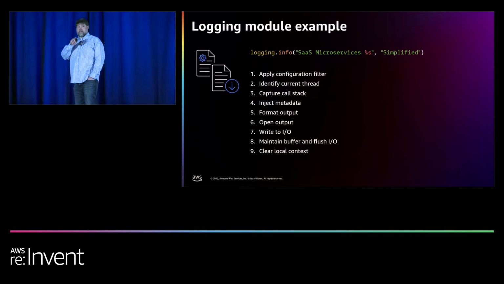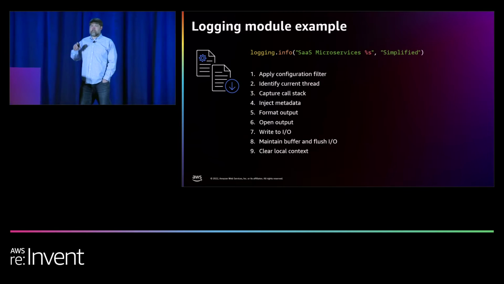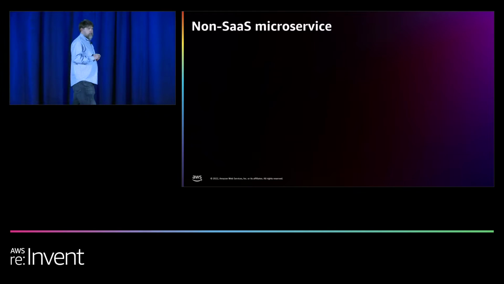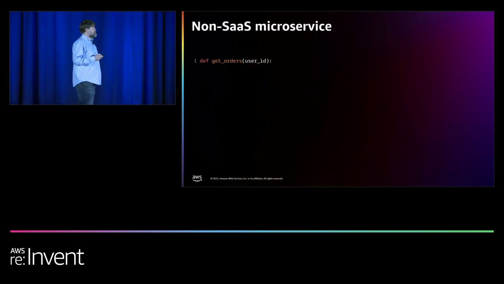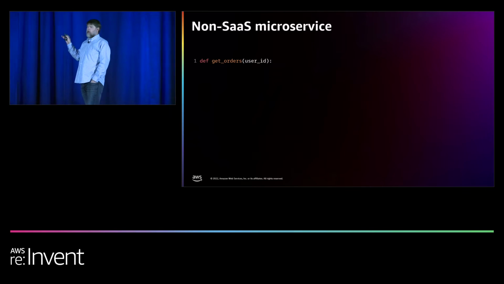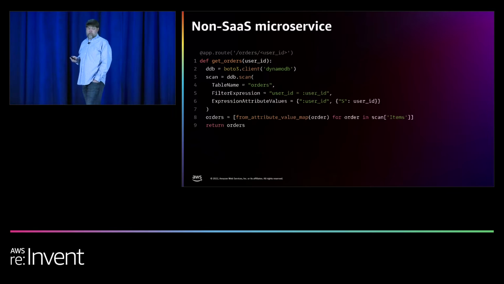So this is the kind of concept that we want to keep in mind as we start talking about some of these things that we need to think about when we're building SaaS microservices. So let's start with a non-SaaS microservice. Let's make a really simple one here. We're going to define a function in our microservice to get a list of orders.